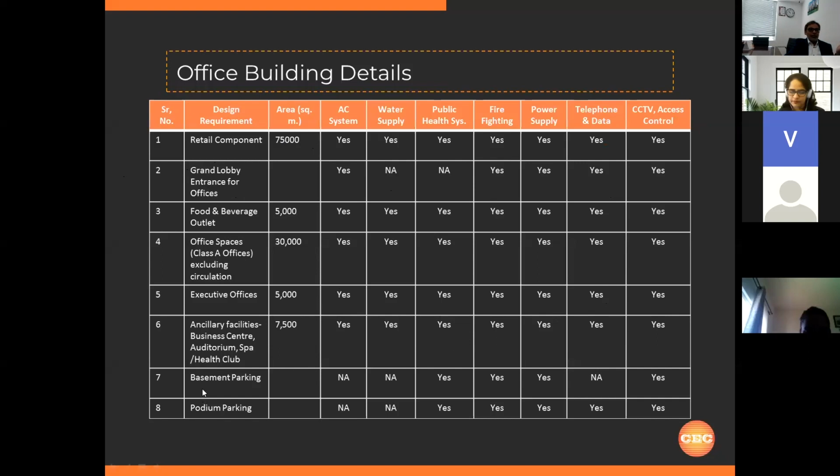Going further, just for example, in the basement, we don't provide AC. It is not required because there are no occupants. It's only a car park. So air conditioning will not be applicable. Water supply will not be applicable. But firefighting has to be there. We need to have power supply. Telephone and data, we don't have the points, but the network should be there. CCTV is required. So each area of the building is analyzed for the services it needs.